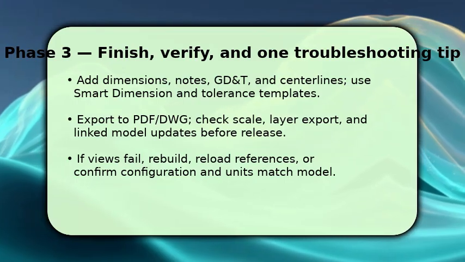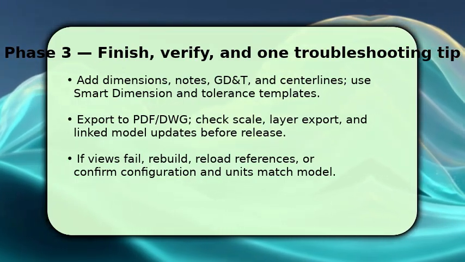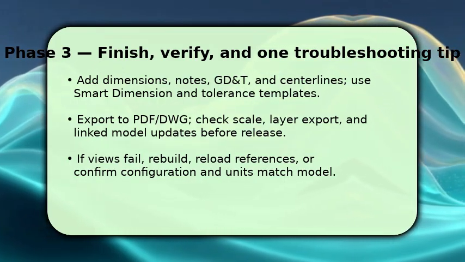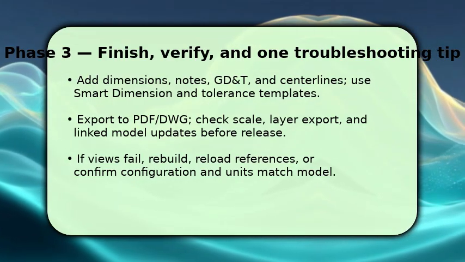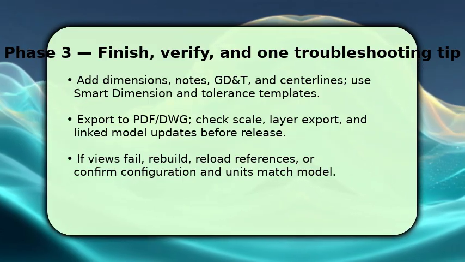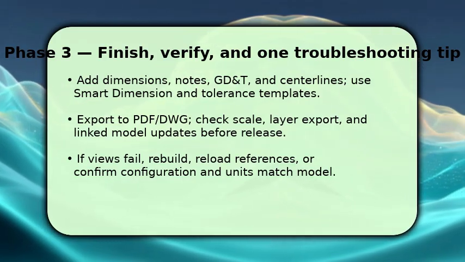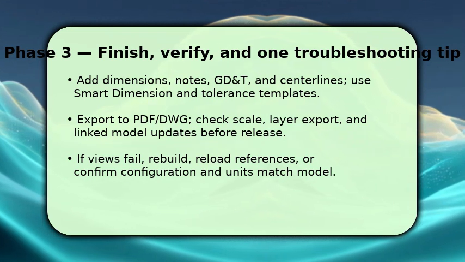If something goes wrong, views disappear or dimensions misplace, rebuild the drawing, reload external references, and confirm the drawing's configuration and units match the source model. This resolves most errors. Finally, save a versioned copy so you can revert if needed.